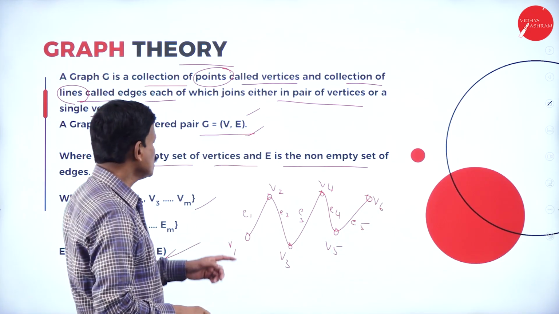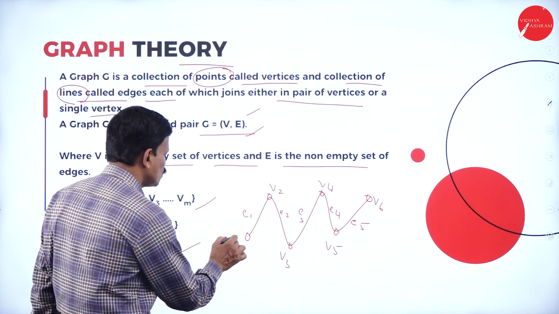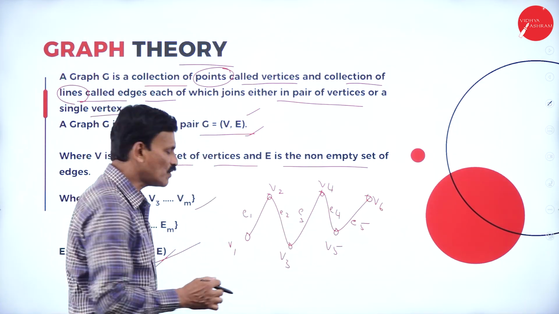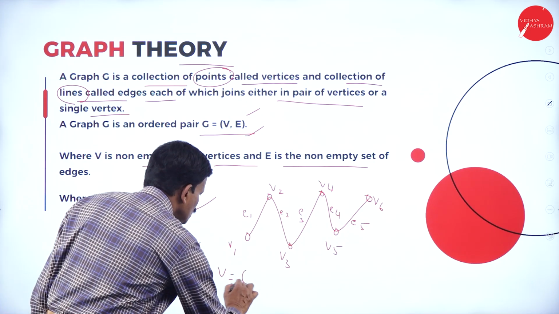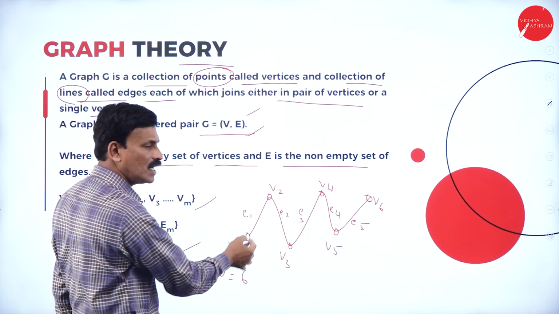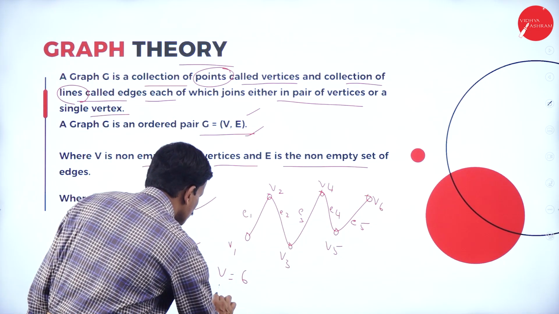So what do you say here? The collection of points is called the vertices. So these are the points 1, 2, 3, 4, 5, 6. Six vertices are there. And the collection of lines, how many lines? 1, 2, 3, 4, 5 lines. That is called the edges.